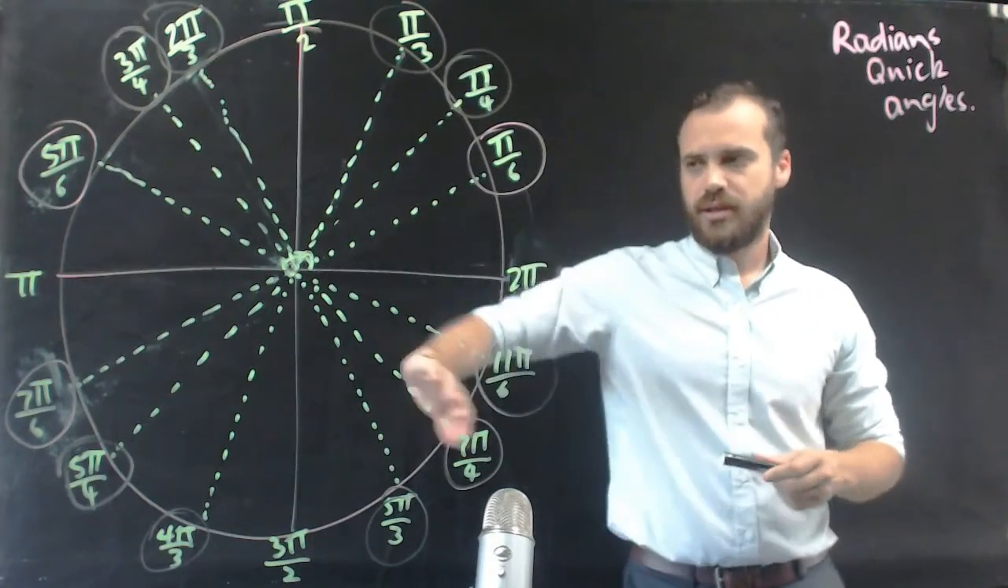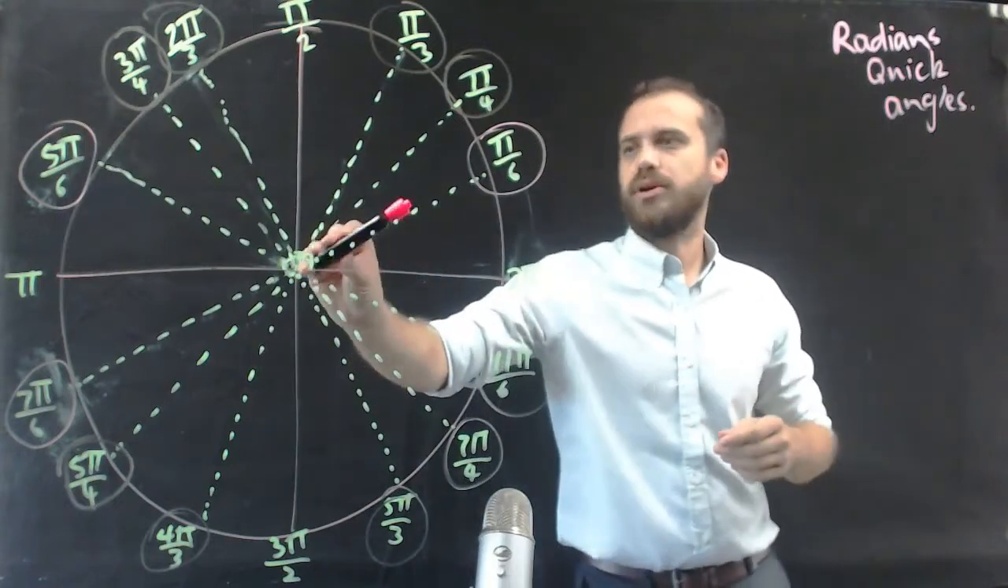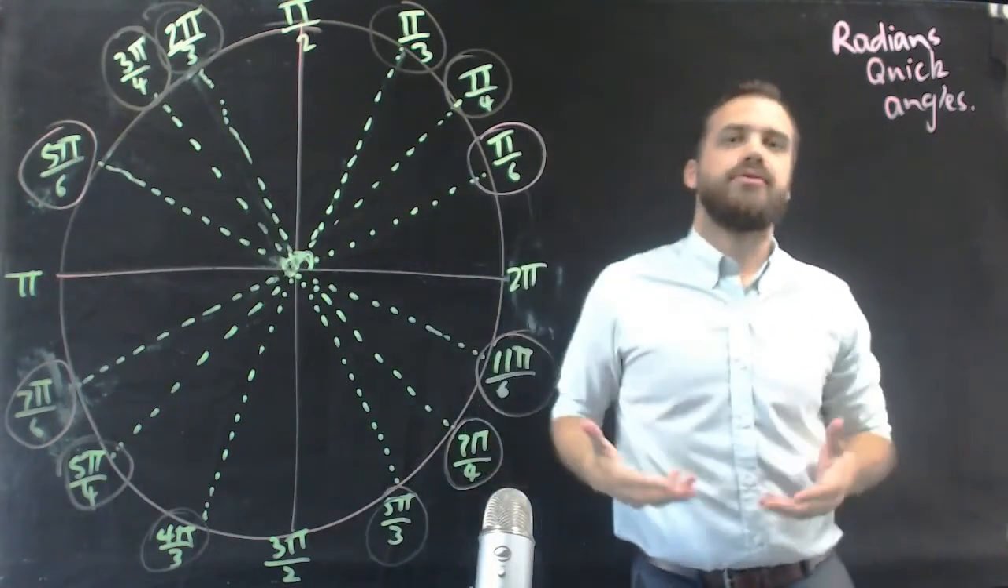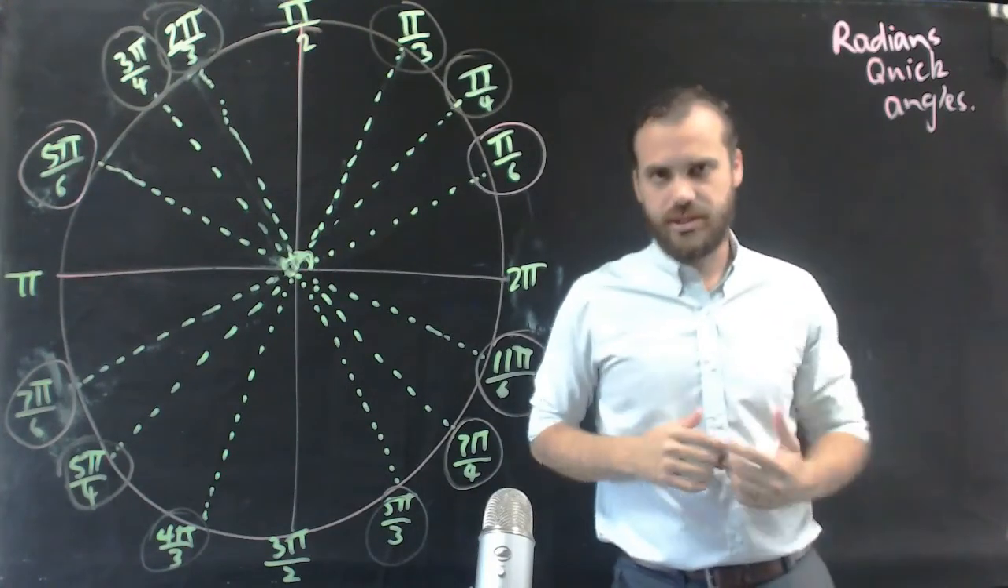Okay, you really want to get comfortable with counting around the circle the way I did: pi on 6, 2 pi on 6, 3 pi on 6, 4 pi on 6, and figuring things out from there. Pretty quickly, you should be able to tell me 240 degrees is equal to this.